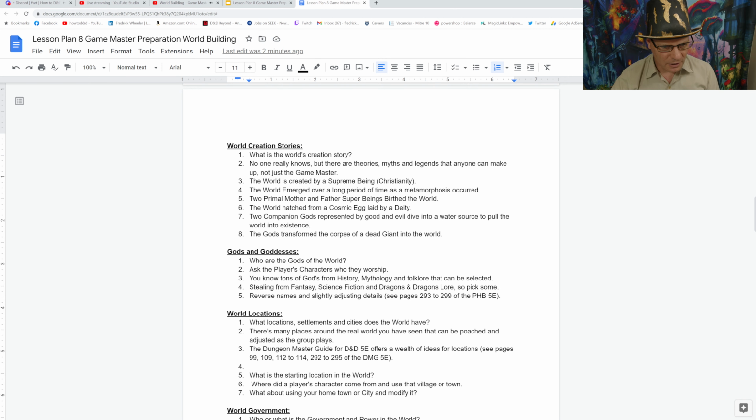Gods and goddesses. Who are the gods? Who are the deities? I'll just put deities, I guess. Deities. Who are the deities of the world? Ask the player characters who they worship. You know tons of gods from history, mythology, and folklore that can be selected. Absolutely. Select from fantasy, science fiction, and Dungeons and Dragons lore. So pick some. Reverse names, slightly adjust details.